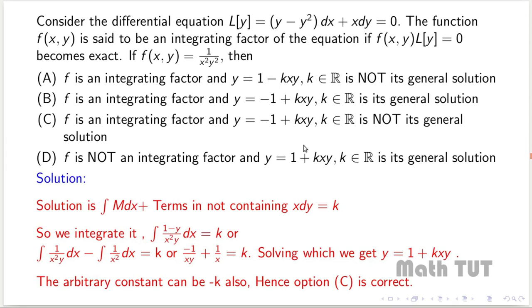Here we are given y equal to minus 1 plus kxy is not a general solution. So that is actually a correct statement, because we are getting y equal to 1 plus kxy as a general solution. And the last one says that y equal to 1 plus kxy is a general solution, but f is not an integrating factor. But here f is actually an integrating factor. So the option C is correct.